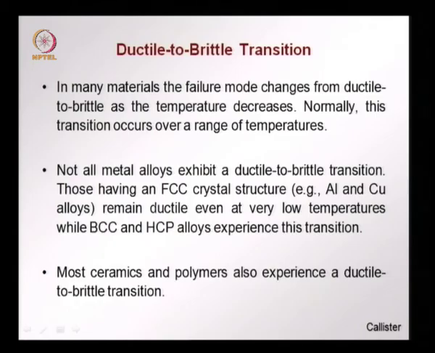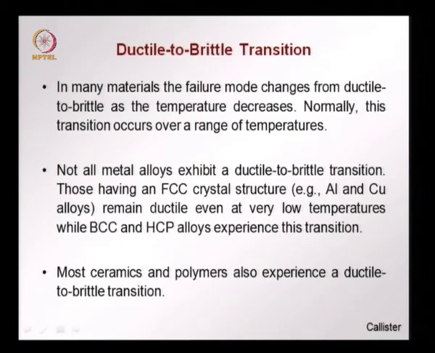What is interesting is that some materials have a ductile to brittle transition, that is, the same material under some conditions fails in a ductile manner and in other conditions fails in a brittle manner, and generally this is dominated by temperature effects. As temperature decreases, we find that many materials change their failure mode from ductile to brittle. This transition occurs over a range of temperatures; it does not occur at a fixed definite temperature, but there is a gradual change over a range of temperatures.